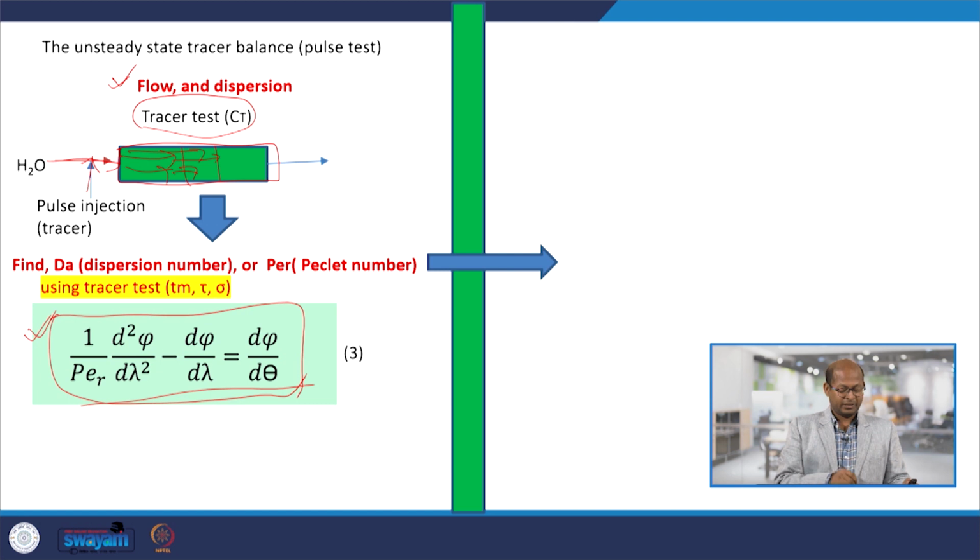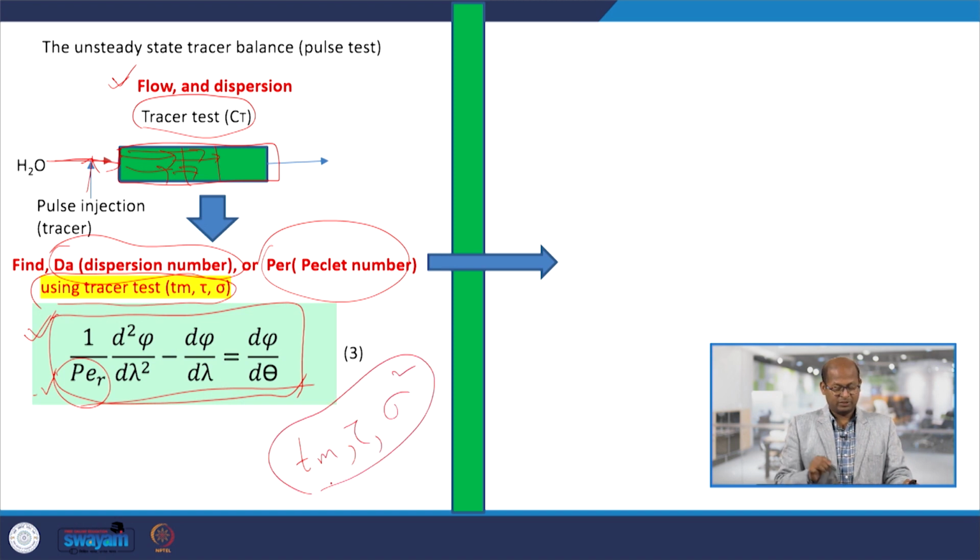Once we solve, what can we get? We can get Peclet numbers, by solving equation 3. For that we have to use some boundary conditions that we will discuss. What is the purpose of this? To find the Peclet number or dispersion number or dispersion coefficient. For that we have to use the tracer test. From the tracer test, what can we get? tm, tau, sigma square: these are the parameters we can get from the tracer test or residence time distributions. These are the components we use to find the Peclet number, or dispersion number.